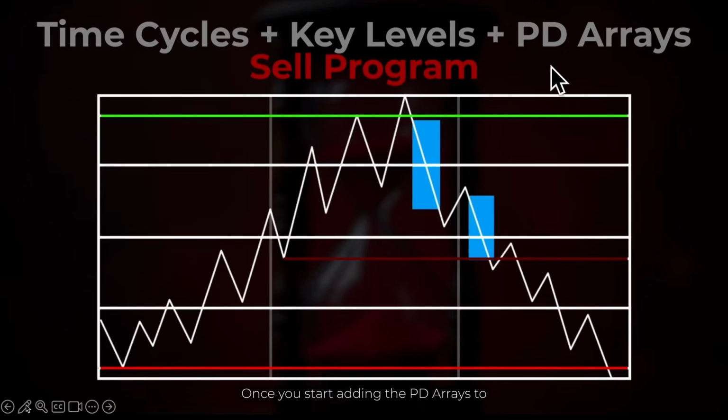Once you start adding the PD arrays to that as well, you will see that determining draw on liquidity is a very straightforward process. I'm not saying it's easy, I'm not saying that you're going to get it right away, but I do promise that this is the only true way to come to objectivity when it comes to your analysis and perception behind the charts.